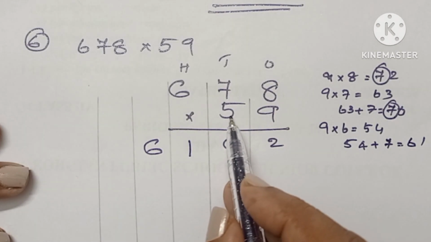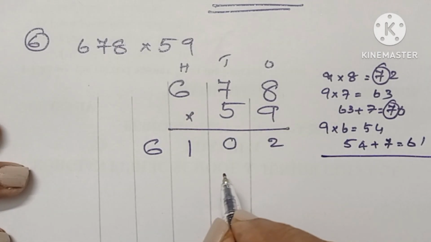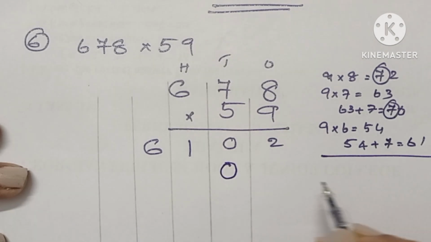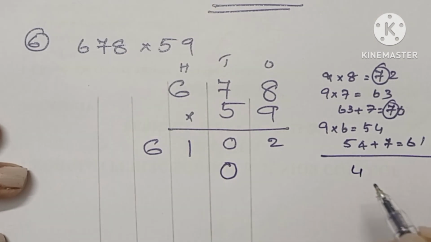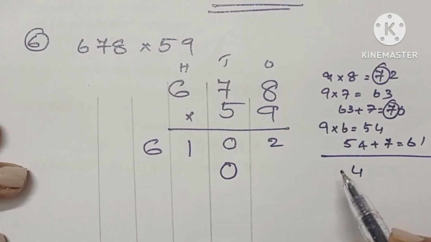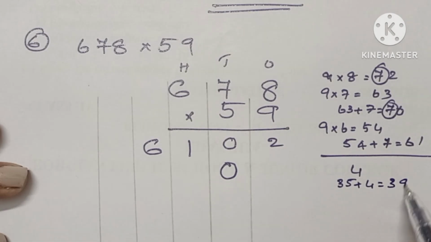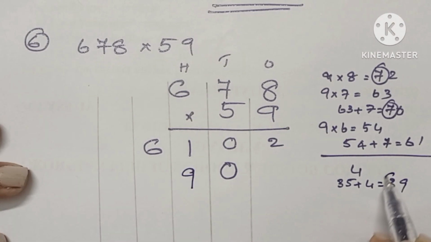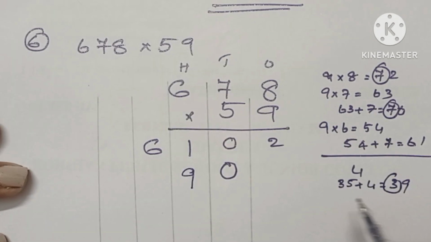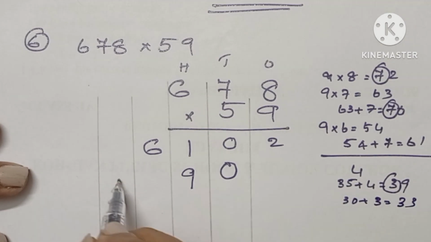Now we are multiplying with the 5. 5 into 8. 5 into 8 is 40. Carryover 4. 5 into 7, 35. 35 plus 4, 39. 9 we are writing. 3 is the carryover. 5 into 6, 30. 30 plus the carryover 3, 33.